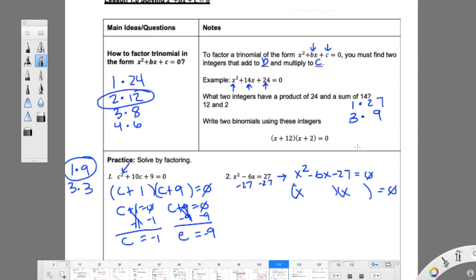So we want them, in this case, because it's subtraction, there's a minus sign here and a minus sign here. I know I'm actually going to have 1 plus and 1 minus. Because that's the only way, if I multiply the last terms here and I end up with a negative number, so I should end up with negative 27, well, that means one needed to be positive and one needed to be negative. And I also am adding up to negative 6.